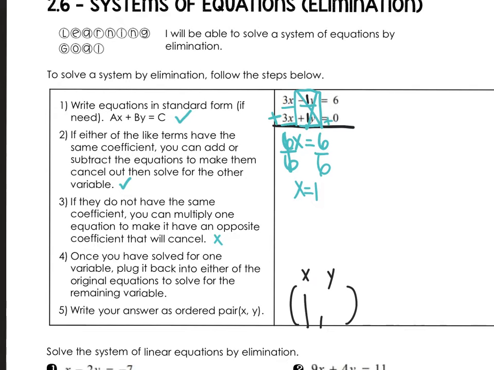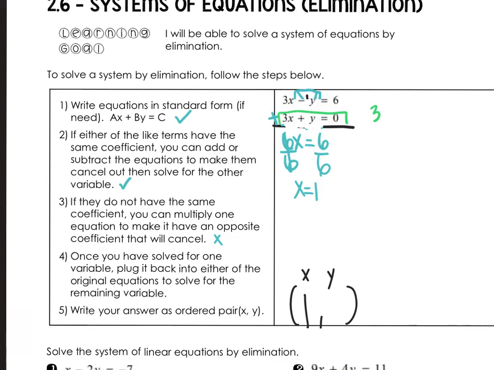Now I'm going to plug x in to get y. I'm going to erase this so you can see. You can plug into either the top or the bottom. Try to pick which one would be easiest to solve. In my case, I usually plug into the positive, so I'm going to plug into the bottom.